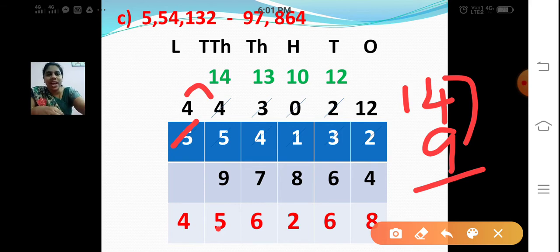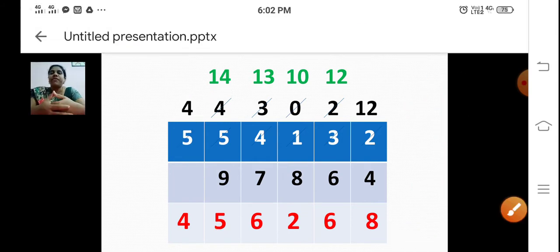Now let's move on to the lakhs place now. What number am I having in the lakhs place? 4. Is there any number to subtract? No. So bring down that number 4. So my answer is 4,56,268. Understood, children?